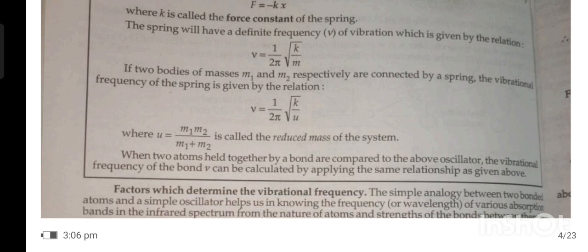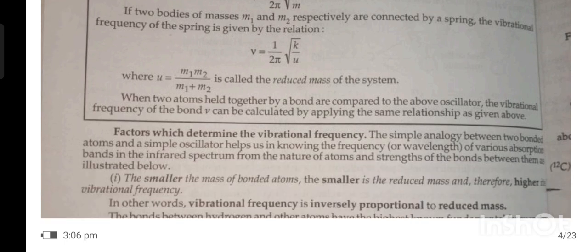If bodies of mass m1 and m2 respectively are connected by a spring, the vibrational frequency of the spring is given by the relation nu is equal to 1 by 2 pi under root k by mu, where mu is equal to m1 m2 divided by m1 plus m2, the reduced mass of the system. When two atoms held together by a bond are compared to the above system, the vibrational frequency of a bond nu can be calculated by applying the same relationship as given above.